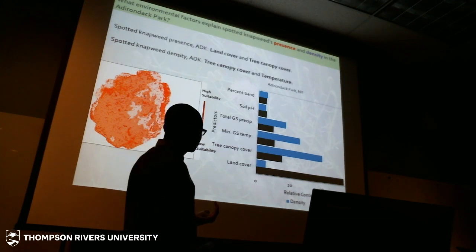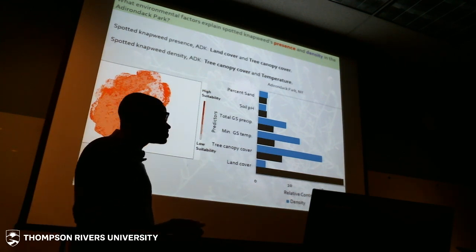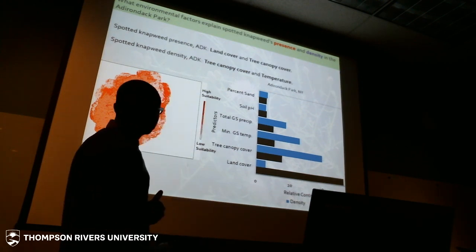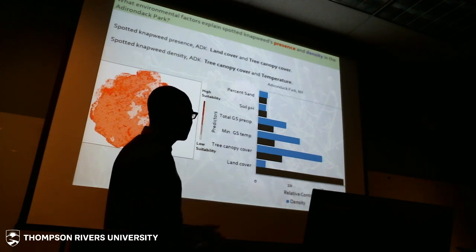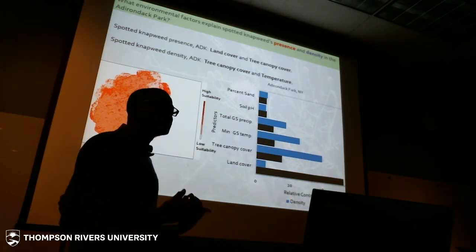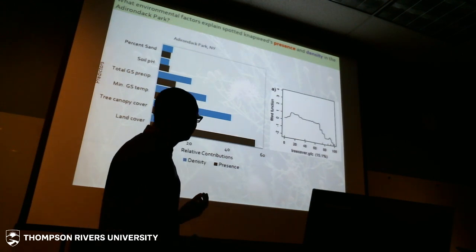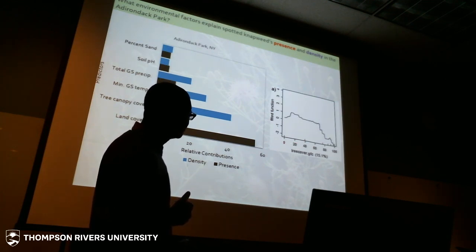So in the Adirondacks, I had two models: the presence-absence model, and also the model using density. And I found that for the presence model, land cover and tree cover explained the presence of spotted knapweed, while for density, tree cover and temperature explained the density of spotted knapweed. So this suggests to me that there is some additional data that you can get out of using density information, right, that the presence-absence information might not tell you. And also a regression plot of tree cover in the Adirondacks, suggesting that as the tree cover increases, the probability of finding spotted knapweed decreases. So it likes open areas.